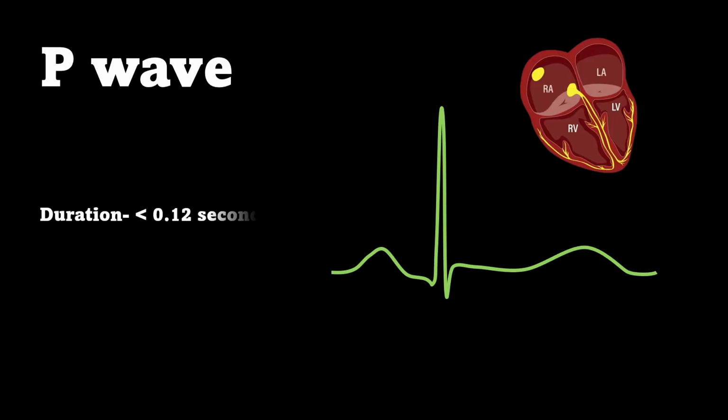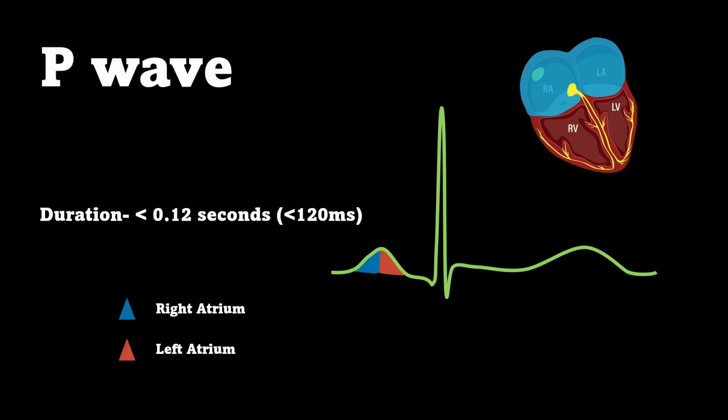As we discussed, our P wave represents atrial contraction or depolarization. The duration of it should be less than 0.12 seconds or less than 120 milliseconds, and it should not be greater than 2.5 millimeters. Because our SA node is located inside of our right atrium, the first part of our P wave is going to be representing our right atrium. The left atrium is going to be the latter half. We can look at our P wave and see if there's any kind of atrial enlargement, but that's going to be a topic for another video.